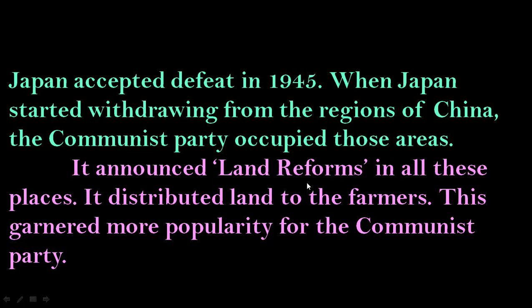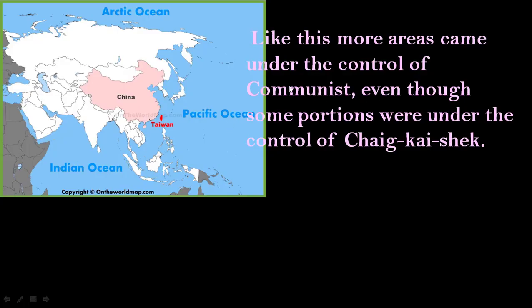It announced land reforms in all these places. It distributed land to the farmers. This brought more popularity for the Communist Party. Like this, more areas came under the control of the Communists, even though some portions were under the control of Chiang Kai-shek.